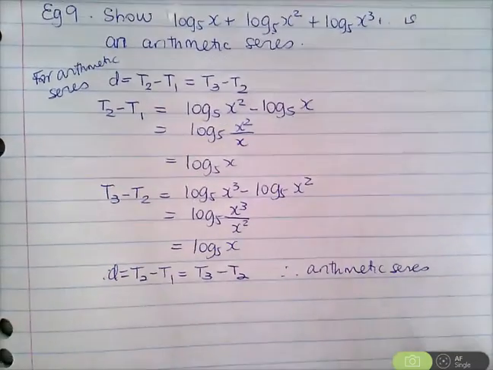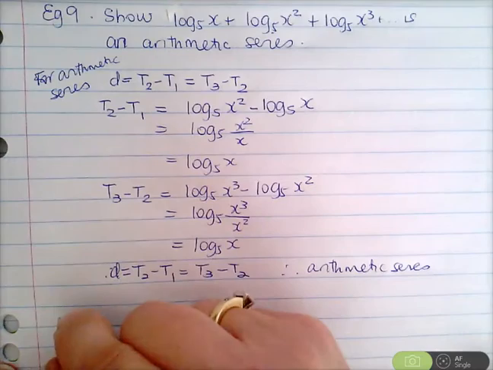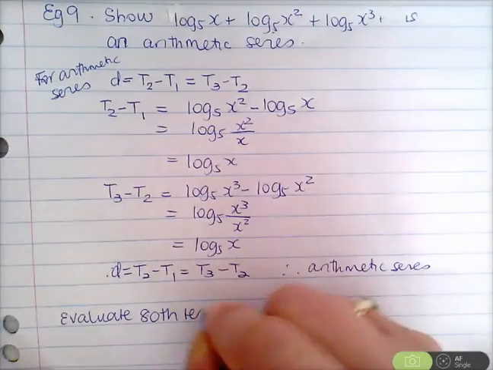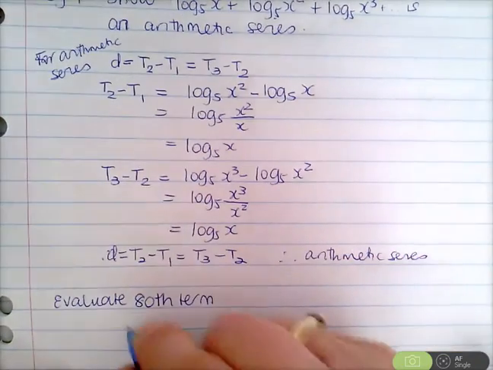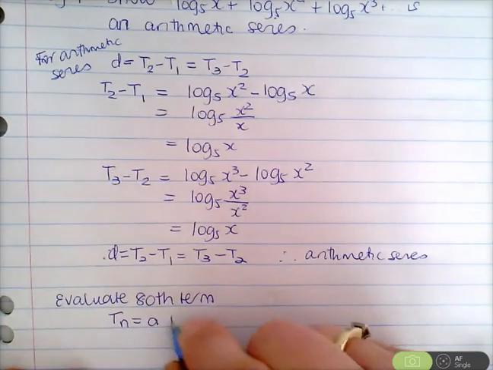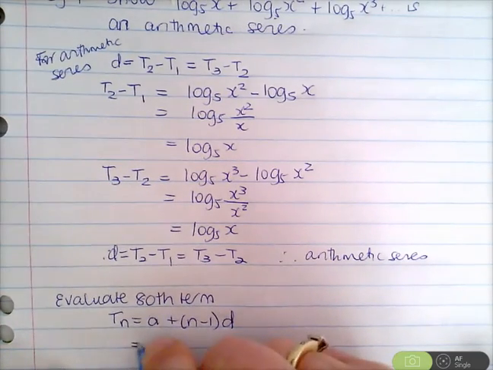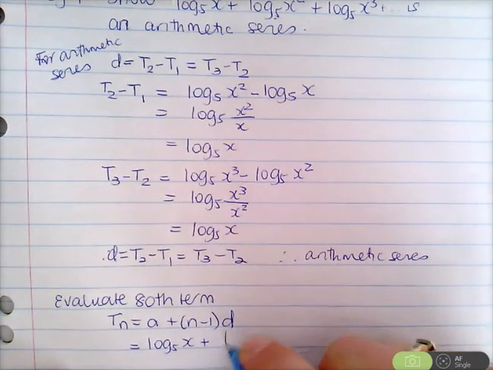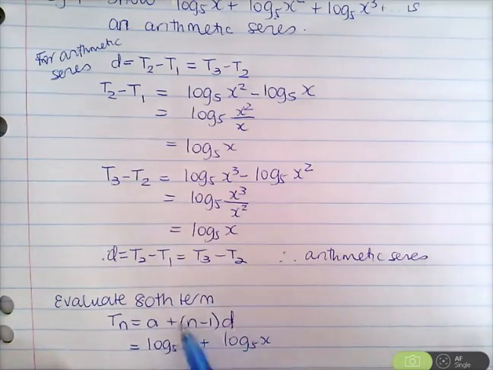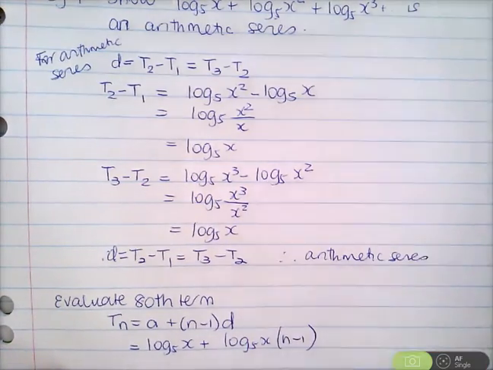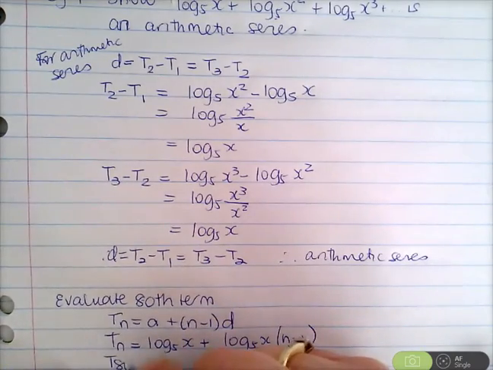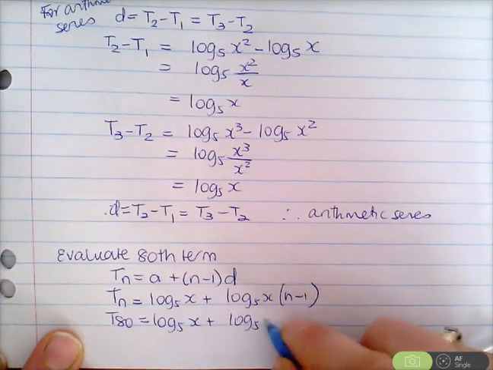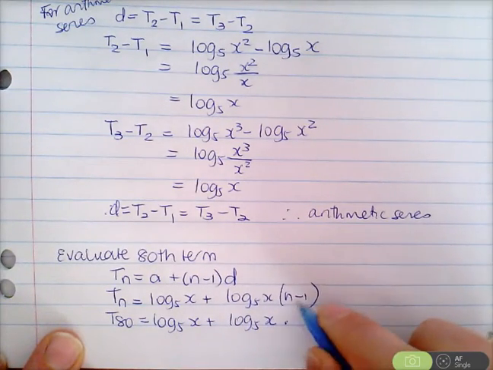And I'll just do the next part of the example. Let's say we're asked to evaluate a particular term. So for example, evaluate the 80th term. So we know that Tn equals a plus (n minus 1)d. We know that a is log to the base 5 of x, and d is log to the base 5 of x as well. I'm putting the d first and then the n minus 1. So that's Tn. So therefore the 80th term is log to the base 5 of x plus log to the base 5 of x times 80 minus 1, which is 79.